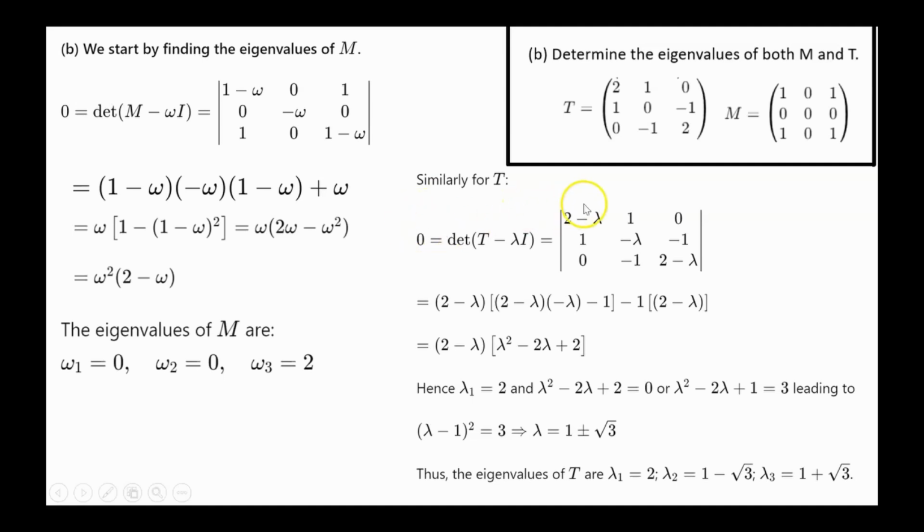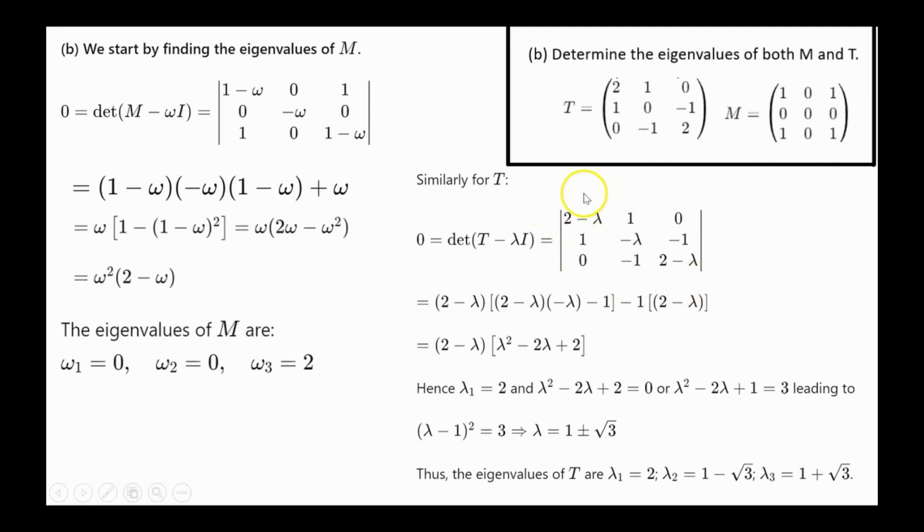Now let's do the same thing for matrix T. So we take matrix T minus lambda. I'm going to call the eigenvalues of M omega and the eigenvalues of T lambda just to reduce confusion. We can't call them both omega or it would be too confusing. I'm going to take the determinant of T minus lambda I, where lambda are the eigenvalues of the matrix T, set it equal to 0, and get a characteristic equation.